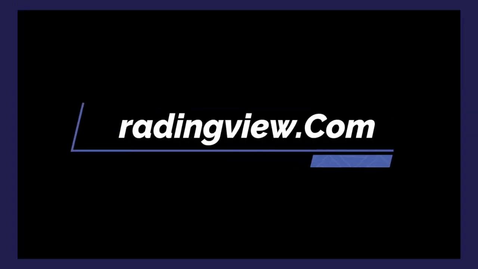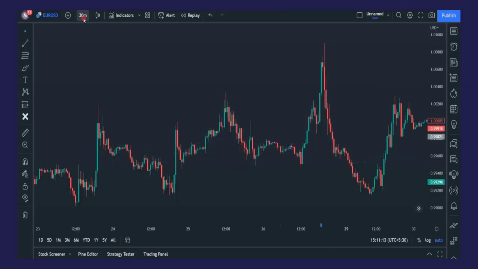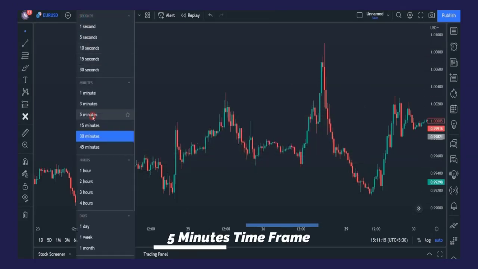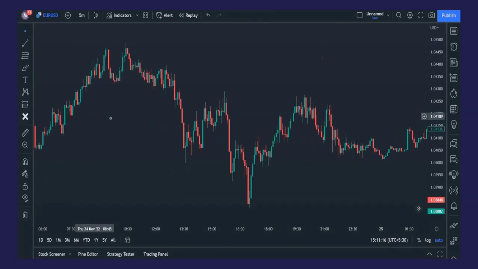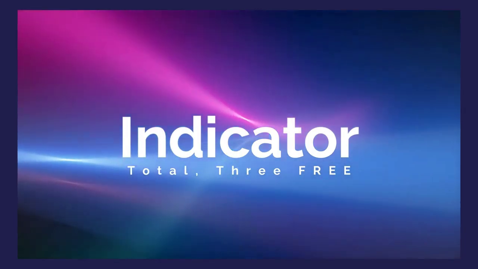First of all, open TradingView, and then select the EUR/USD currency pair. Now I'll set my time frame to 5 minutes for this strategy. But keep in mind that you can use this method on all time frames, and this strategy can be profitable on all of them. Now it's time to add indicators to our chart. In total, 3 free indicators are going to be used in this strategy.